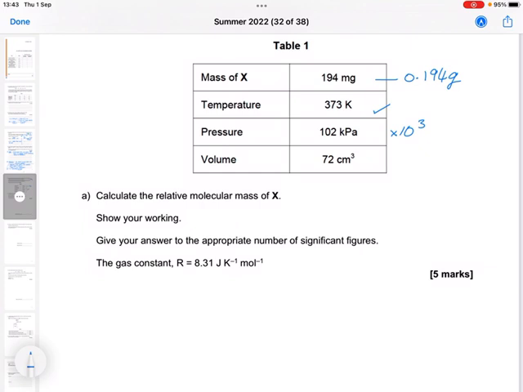The volume is in centimetres cubed, so we divide that by 1,000 to get it into decimetres cubed, and then we need to divide it by another 1,000 to get it into metres cubed. So that's dividing by 1,000,000 or times 10 to the minus 6.